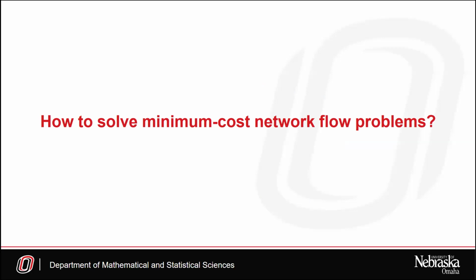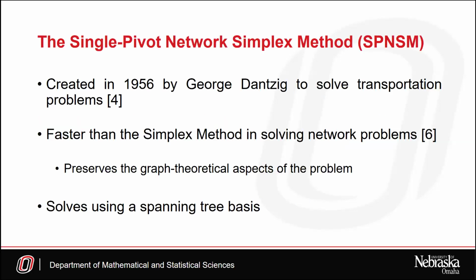Thus, how do we solve these? Well, one method is the single pivot network simplex method. It was originally created in 1956 by George Dantzig to solve transportation problems. And it was much faster than the simplex method in that it didn't need to calculate B inverse and do all these complex vector operations to traverse from one extreme point to another.